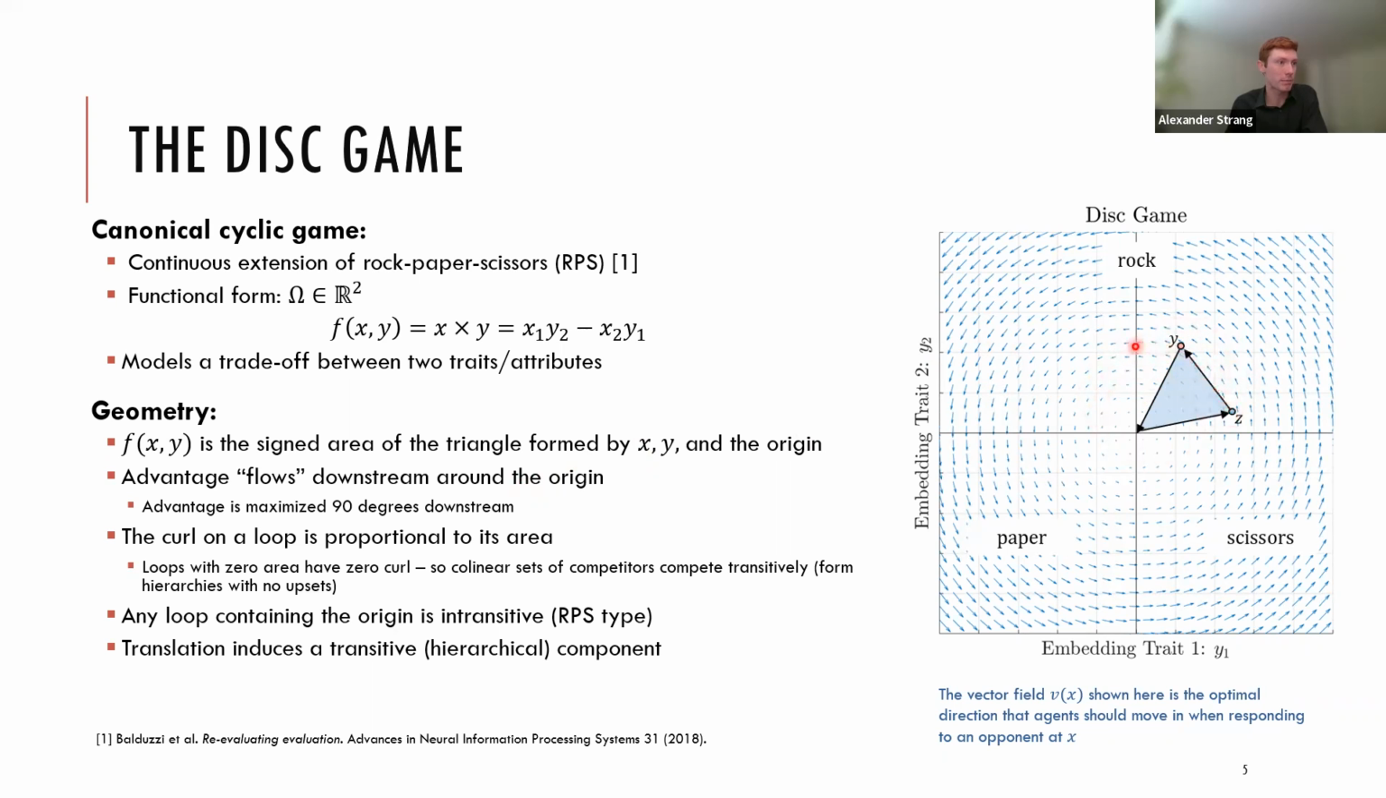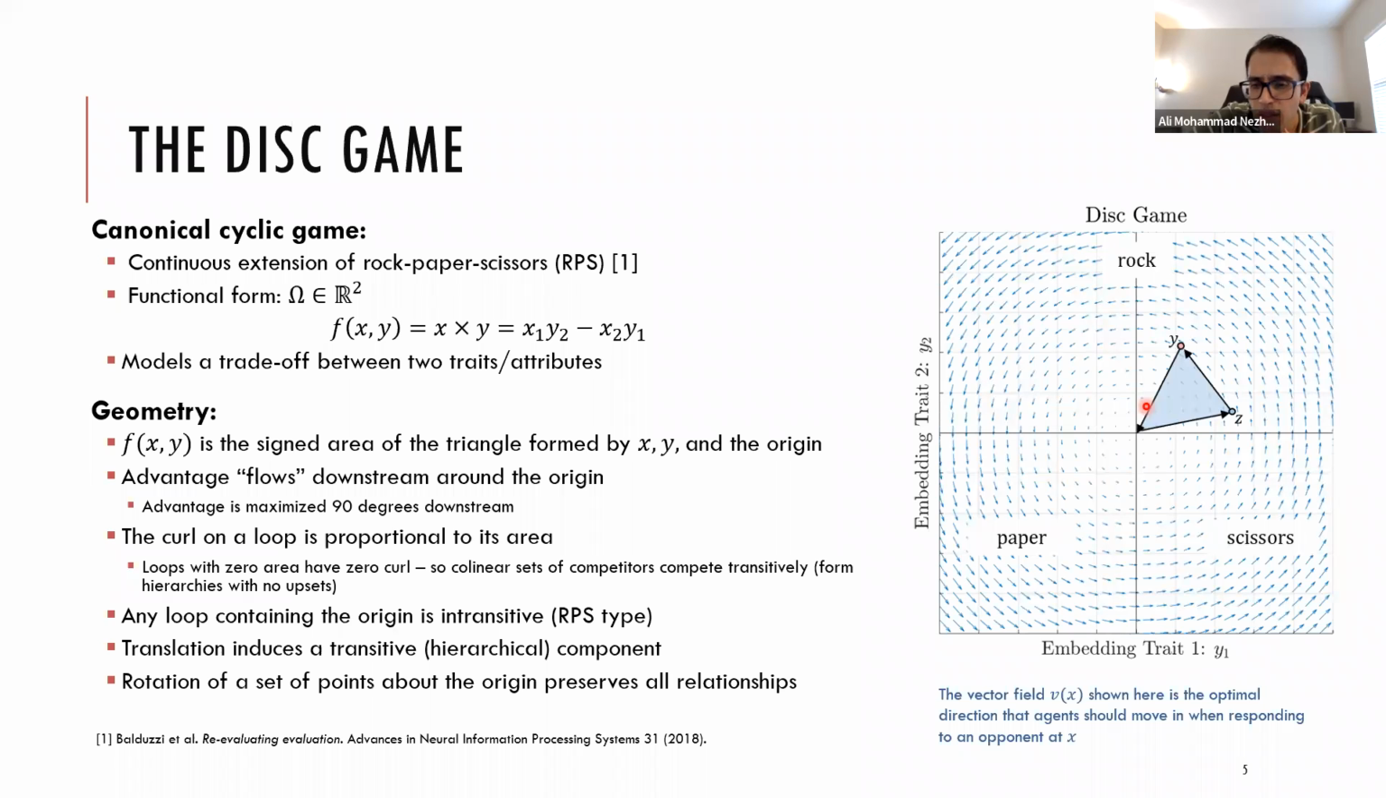So advantage is maximized by moving 90 degrees downstream and would be minimized by moving 90 degrees in the other direction. So that naturally points you in the direction of exploiters. And there's a much richer geometric story that you can use to try to interpret the strategic information when we try to embed into these spaces. I'd be happy to go through more of that later, but for the sake of this talk, I'll assume that you're familiar with cross products and we'll keep moving forwards.